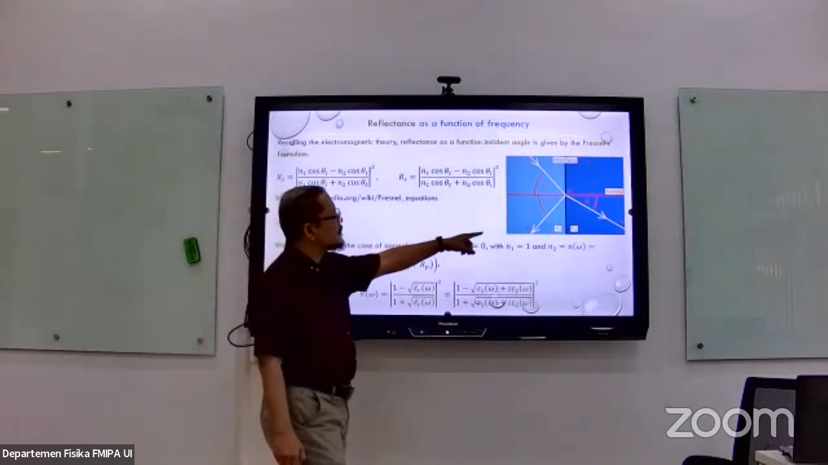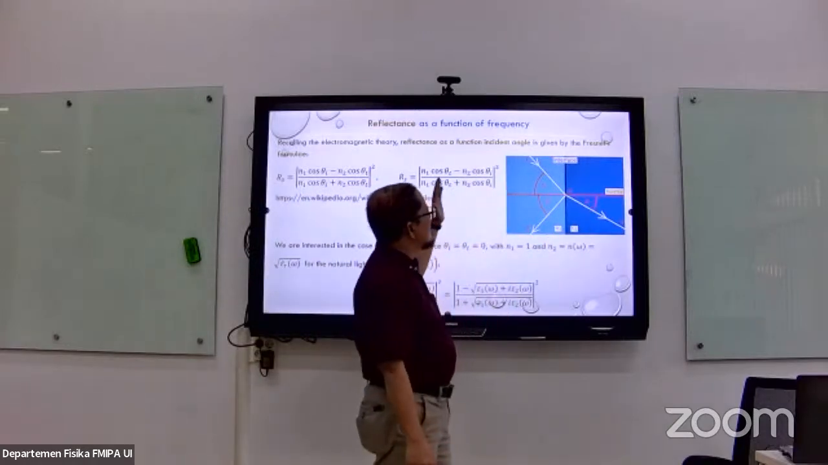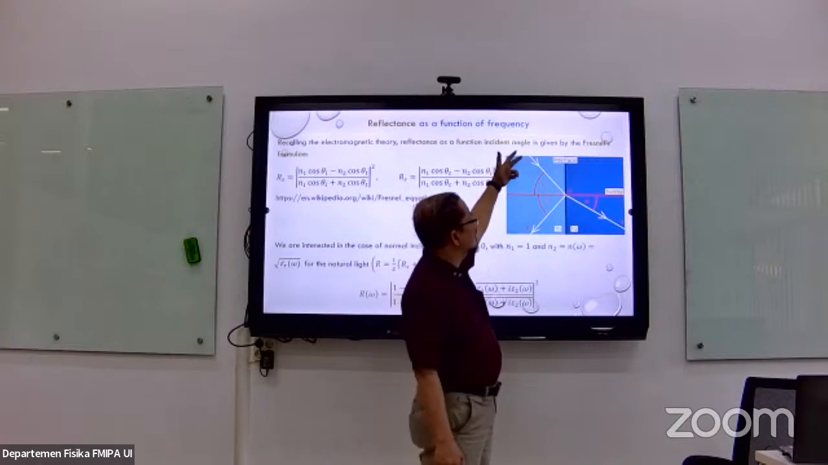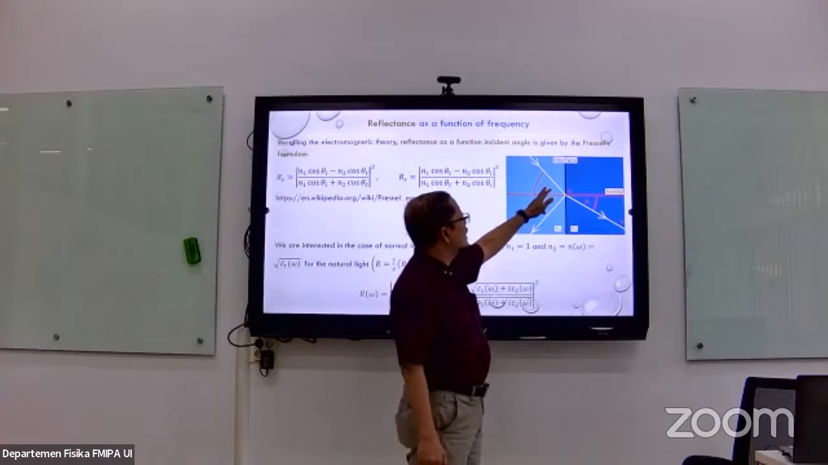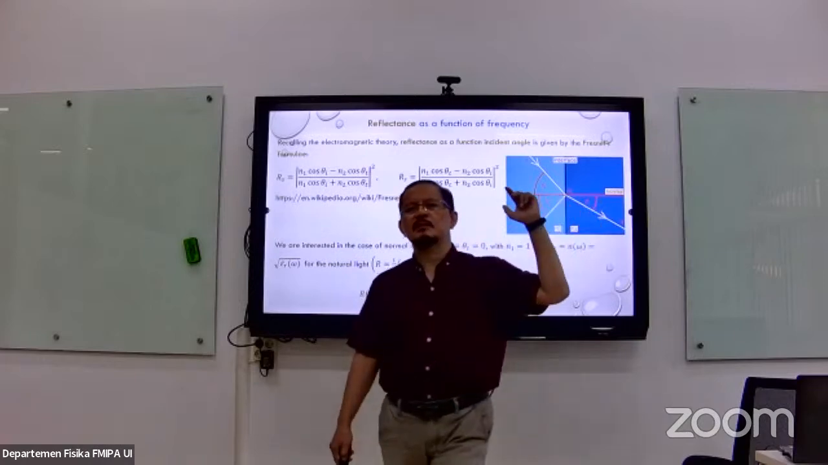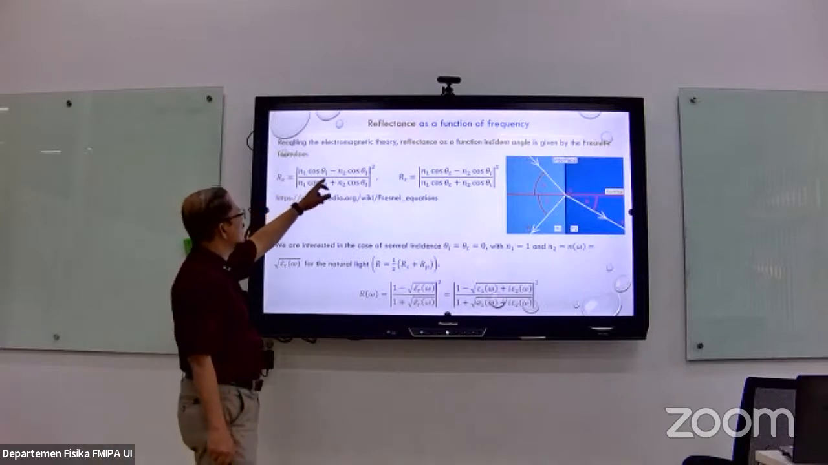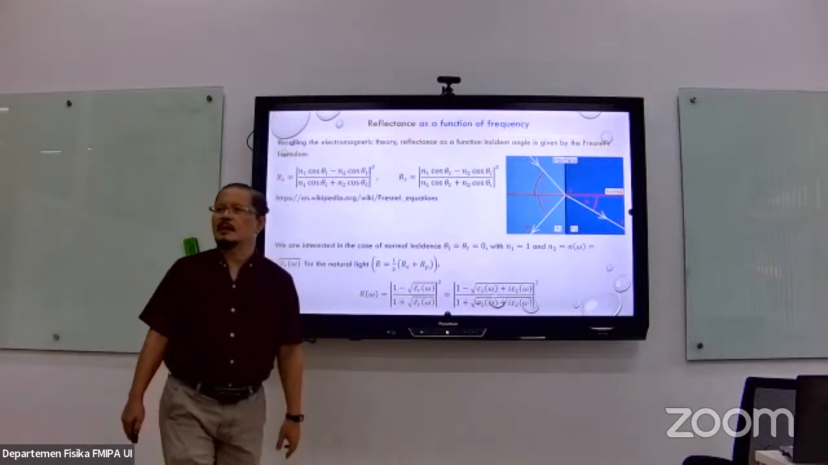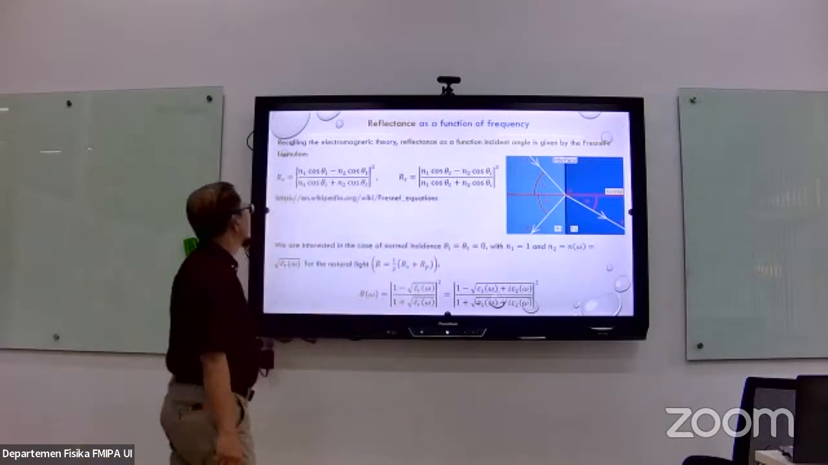So this is the description. If we have medium 1, medium 2, right? We strike the light, it gets reflected, it gets refracted. So there is theta I incident, and this is theta R, reflected light, and this is theta T. T means transmitted. So all these indexes I, R, T, understand. 1 means medium 1, 2 means medium 2.